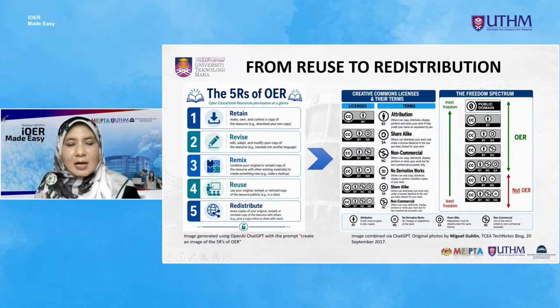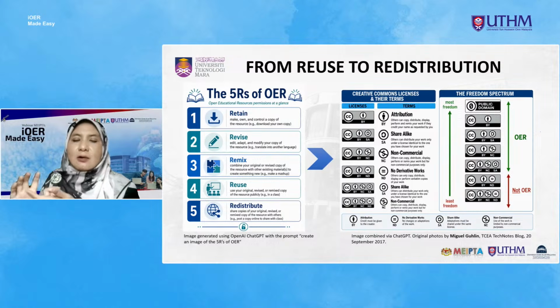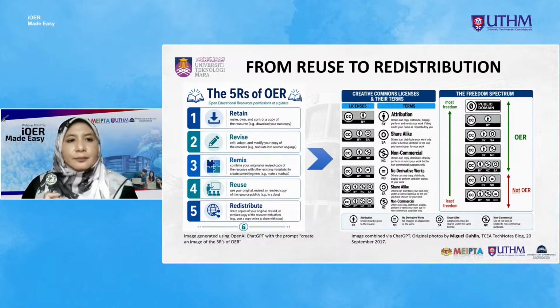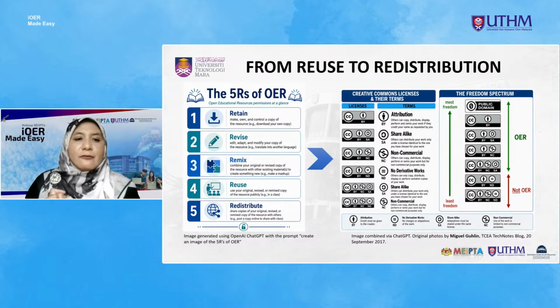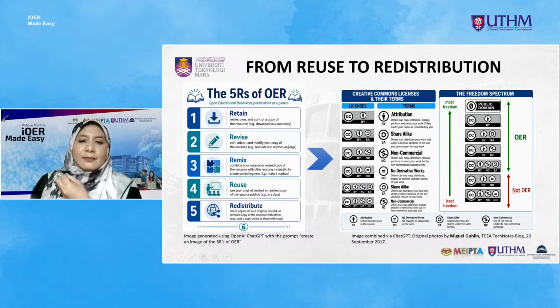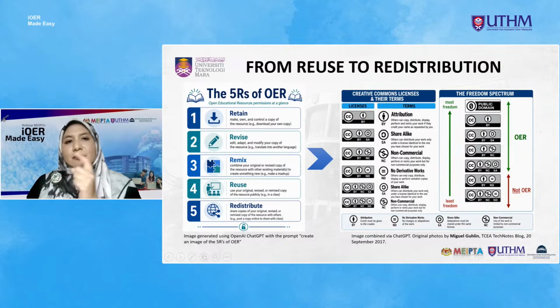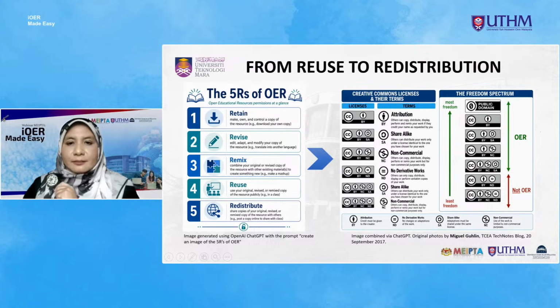So it allows us to download and to use. It allows us to revise, remix, and reuse. But for redistribution, they need to share the materials using the same license. So the license for that new material should also be CC BY-SA.